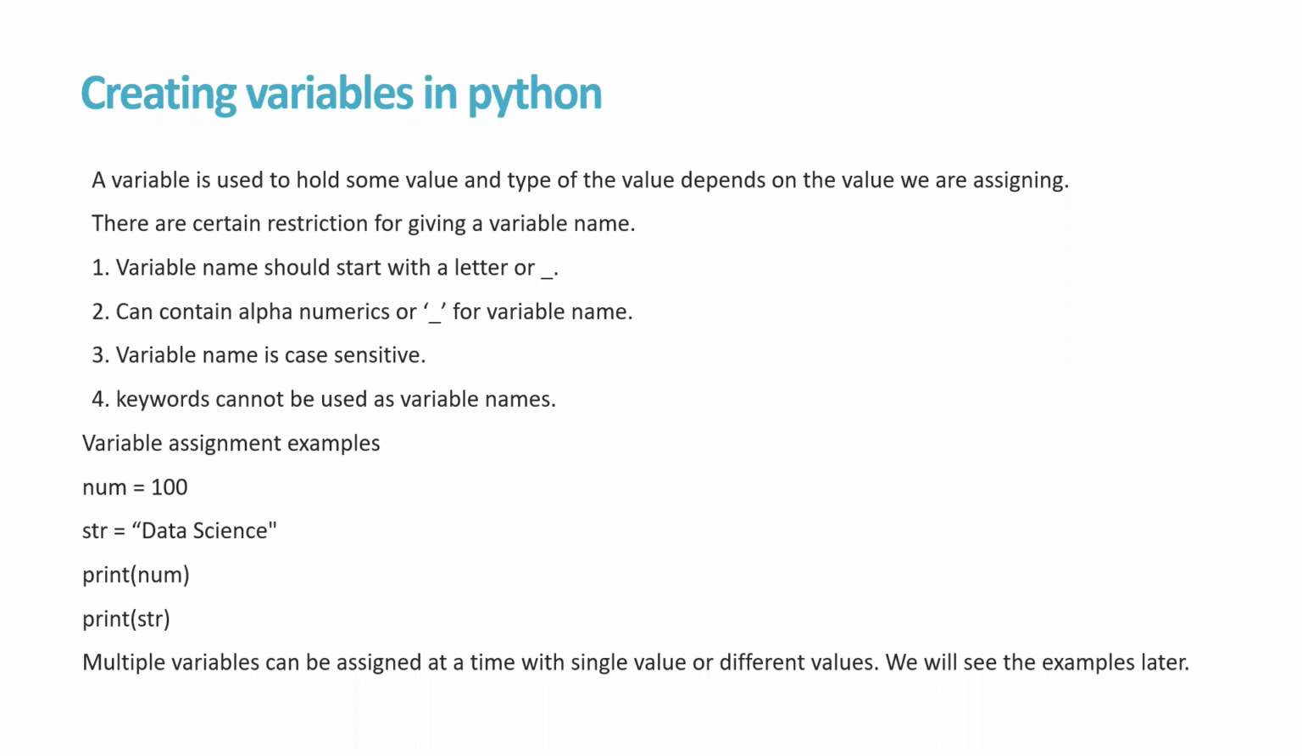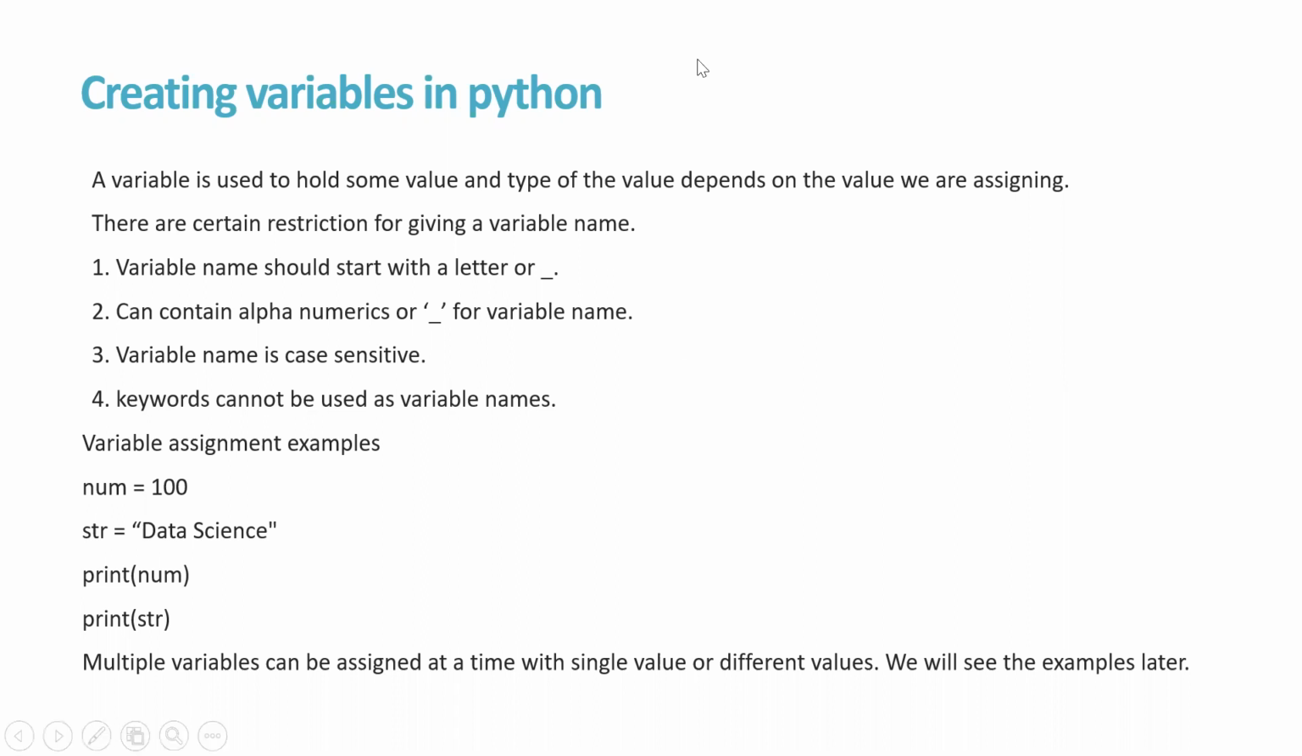Before going to the creation of variables in Python, I would like to reiterate the variable. What is the purpose of a variable? The variable is something which is used to hold some value. That value can be an integer or a numeric value, a decimal value, a string value, or a boolean value. Whatever you want to declare, you can declare that variable and assign any type of value to it.